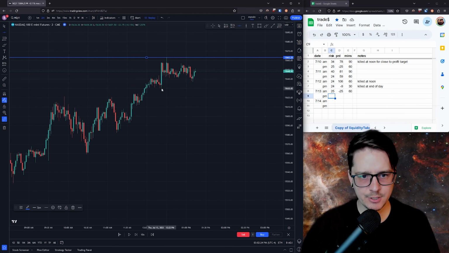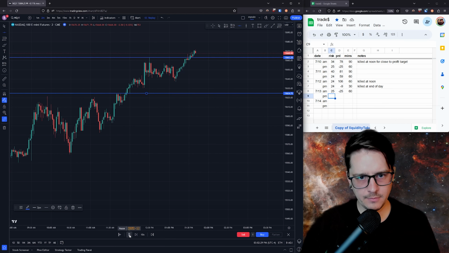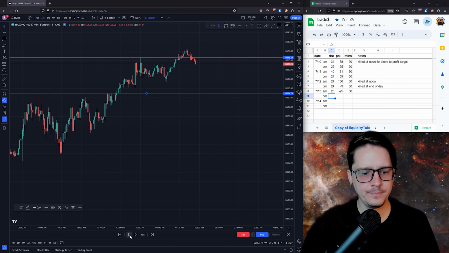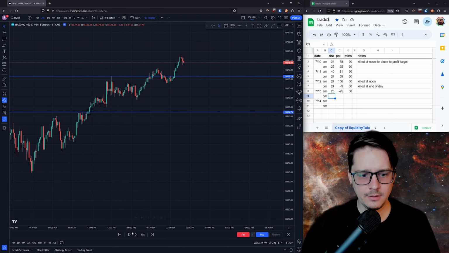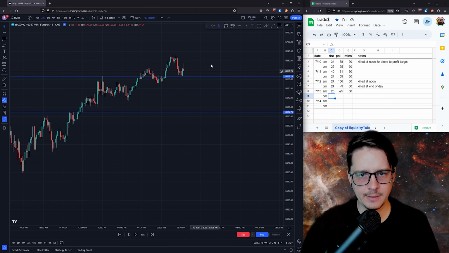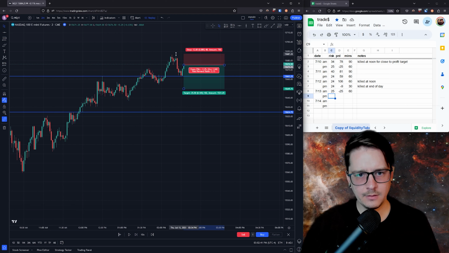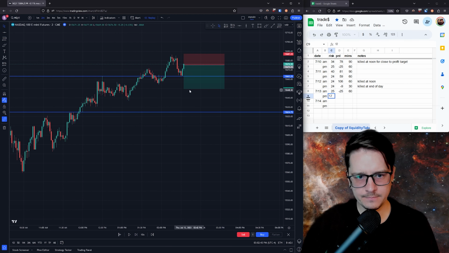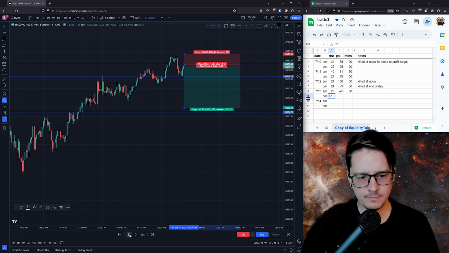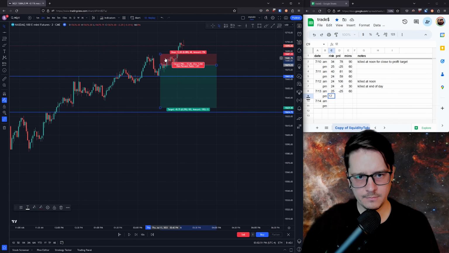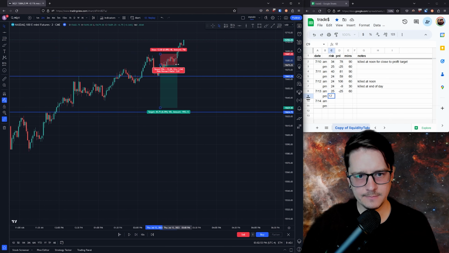Got our lunch session, high and low, traded above. Look for a bearish fair value gap right there. Risking 12. Stopped out for 12 points. Another 30 minutes.